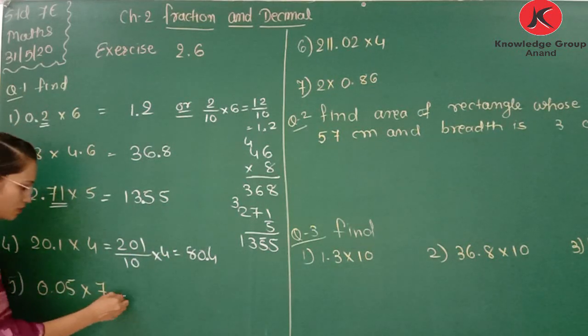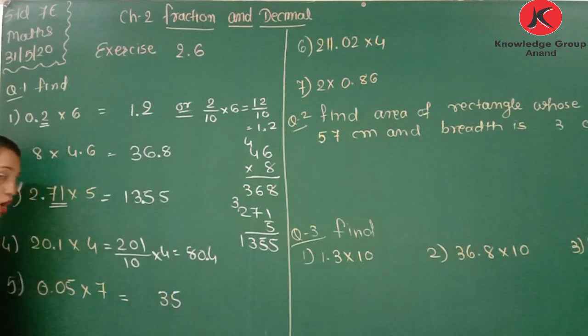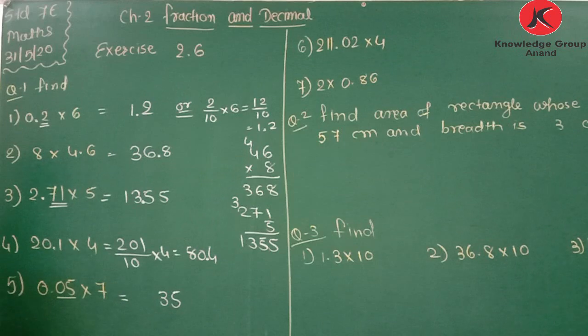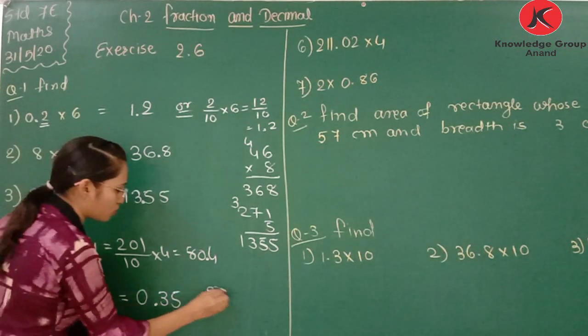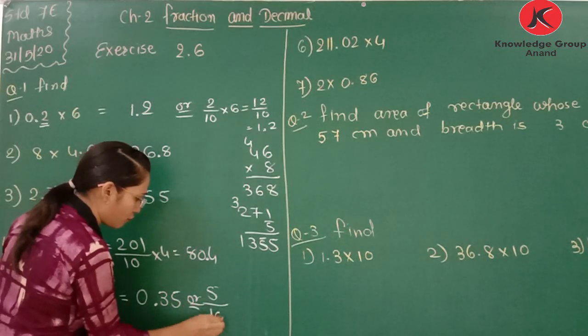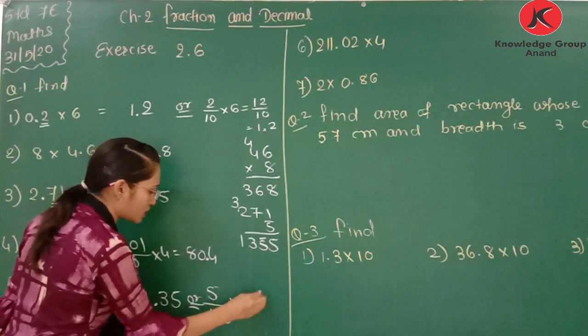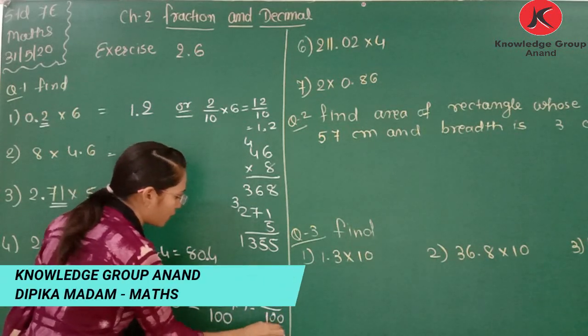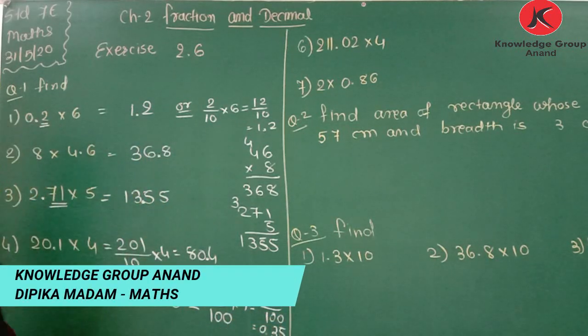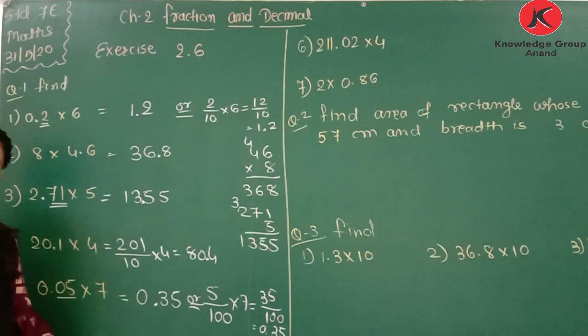Next, 5 sevens are 35. How many decimal places? It is 2 digits and here no digits, means total 2. So the point will be here. Do not do it this way, you can do it this way also. 5 divided by 100 into 7 is 35 by 100. So it is 0.35. Clear? Perform only one of the two methods, whichever is easy for you.